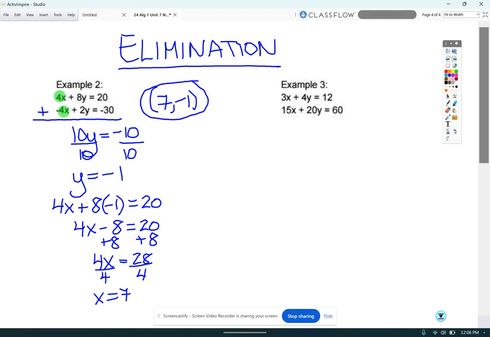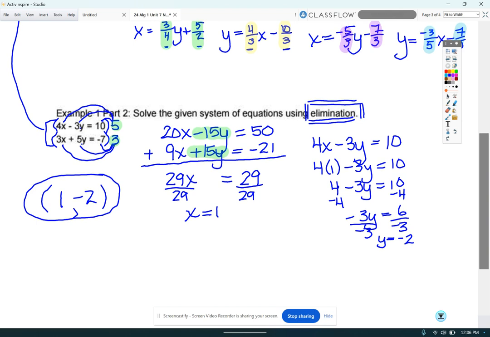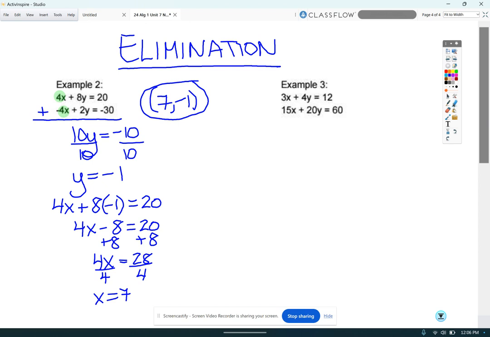All right, in the second example, example 3, I've got 3x plus 4y equals 12, 15x plus 20y equals 60. I need to decide what it is that I want to eliminate, and it doesn't matter. In example 1 part 2, I chose to eliminate the y's. There are other things that I could have done. So let's just say I'm going to choose to eliminate the x's. What I have to think about is what would I need to multiply by to make those eliminate. In this case, I want to multiply the top equation by negative 5.